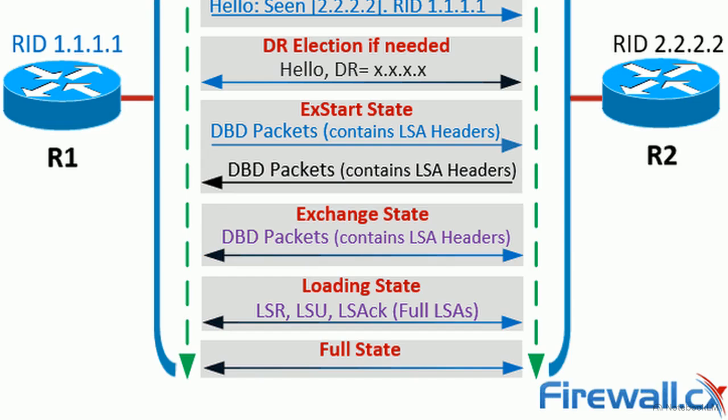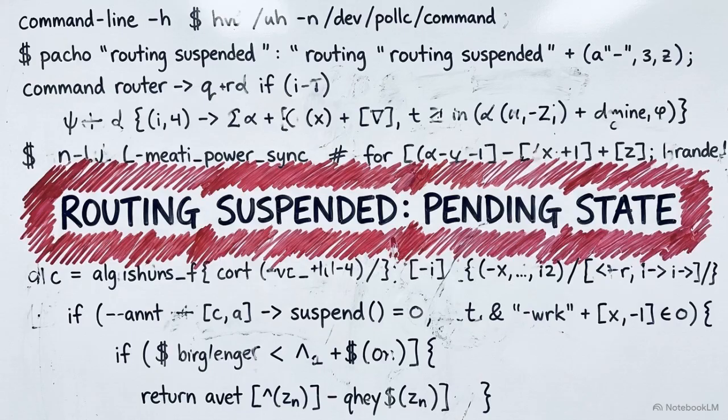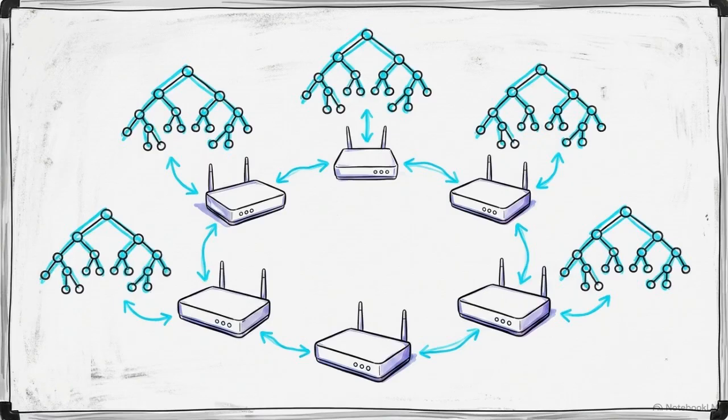The routers compare those summaries against their own records. In the loading state, they issue link state requests to ask for the full details of any missing or more recent information. This culminates in the full state. Both routers have successfully updated their link state databases to be completely identical. The execution of routing algorithms is strictly prohibited until this full state is reached. This lockstep process ensures that every router on the segment is working from a uniform, synchronized view of the network.